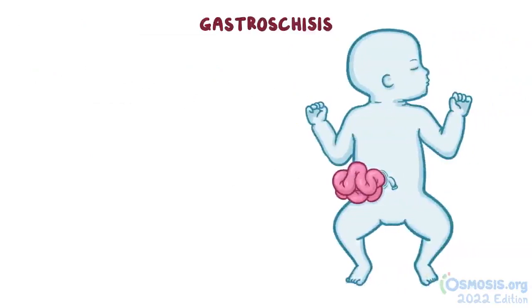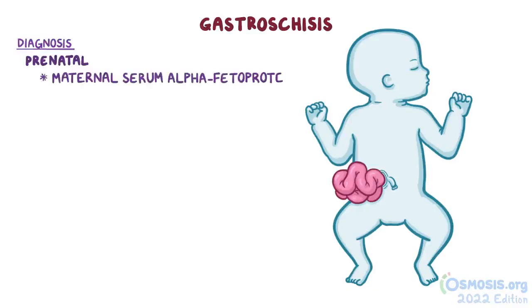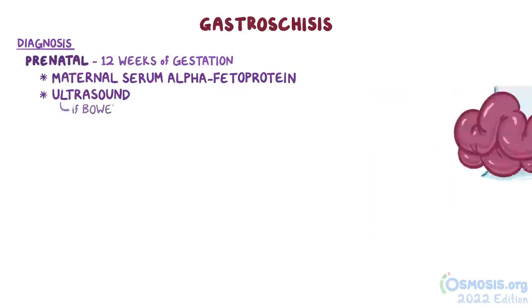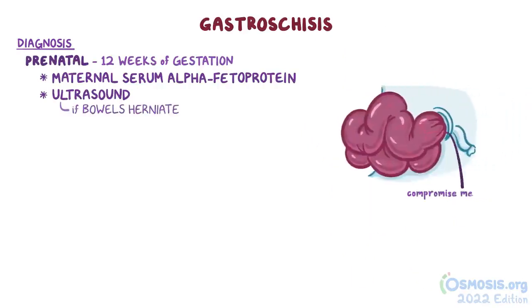Next, gastroschisis is an abdominal wall defect through which the bowel, and sometimes other abdominal organs, slips outside the abdomen. Prenatal diagnosis can be made by maternal serum alpha fetoprotein assessment and ultrasound by 12 weeks of gestation. On ultrasound examination, gastroschisis appears located to the right of the umbilical cord insertion site and tends to be under 4 centimeters in diameter.